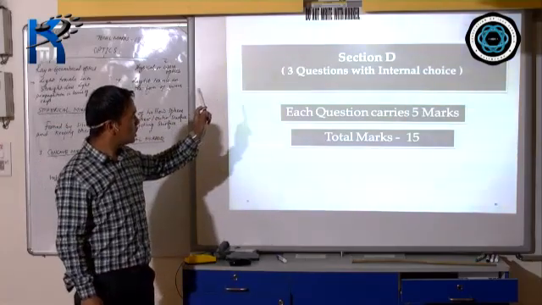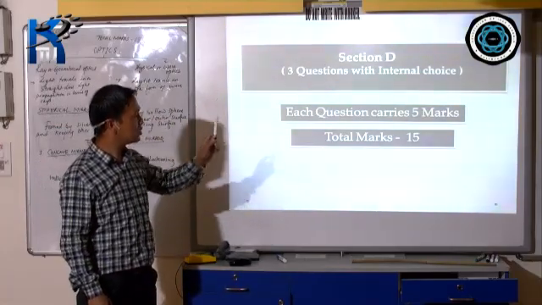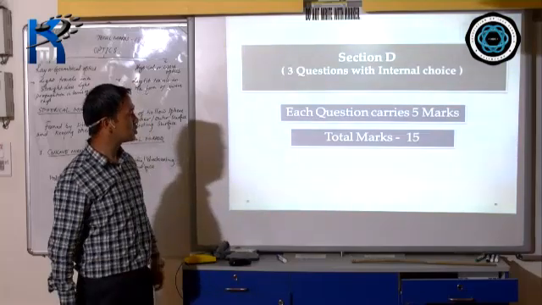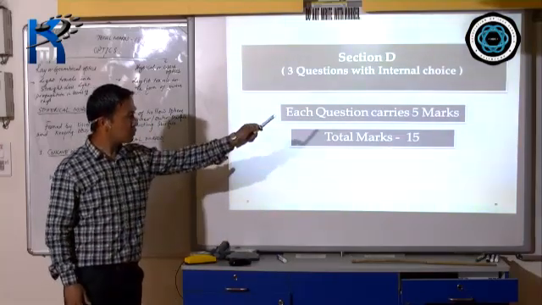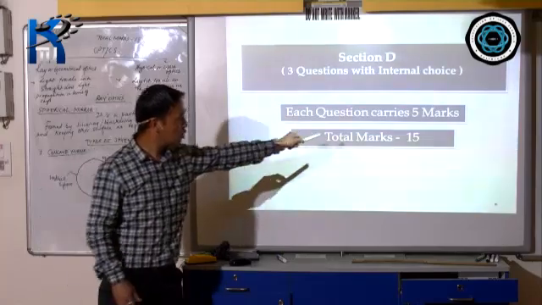You find a total of 3 questions, and all the questions have internal choice. That means each question has an internal choice. Each question carries 5 marks, so for 3 questions we have a total of 15 marks.